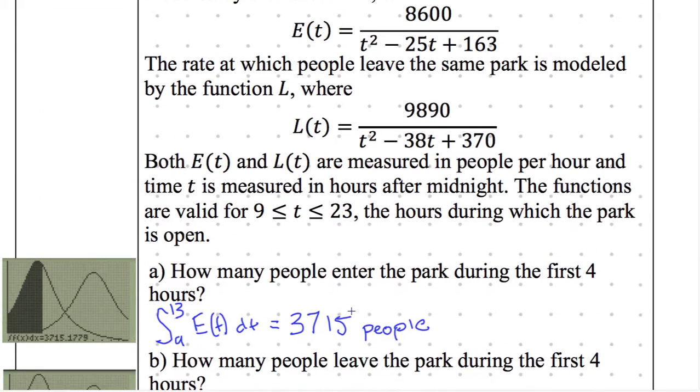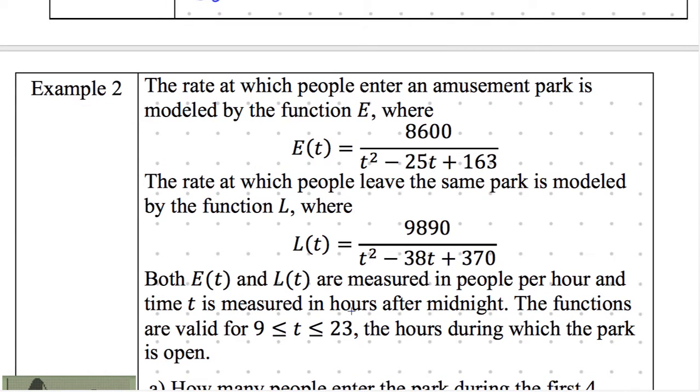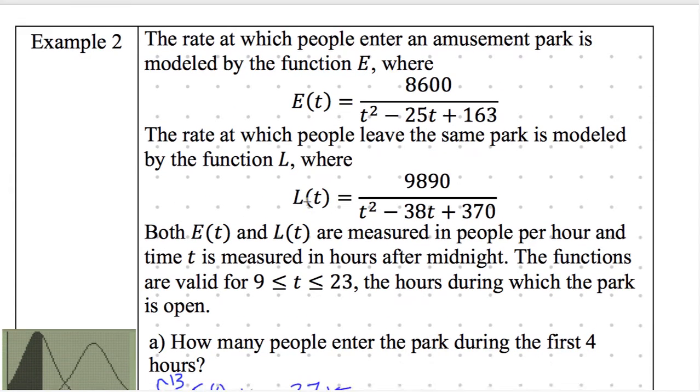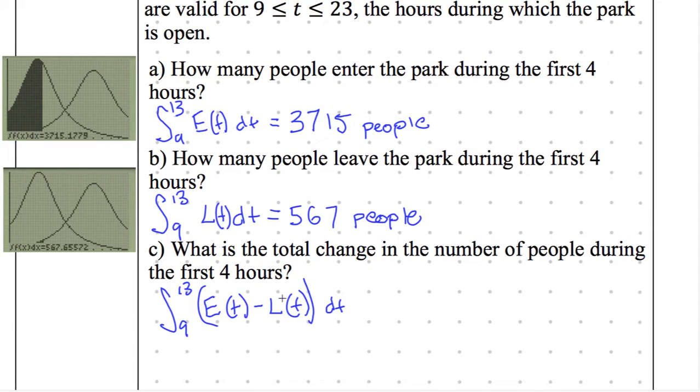Well, not always a hard question, but usually it's based on the context of the problem. ET goes first because that's the positive. I'm entering, so I'm adding people. Adding is positive. Leaving means I'm subtracting people. Subtracting is negative. I'm subtracting people because they're leaving the park.